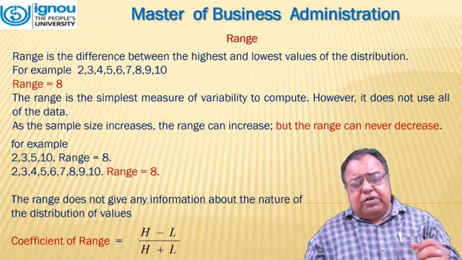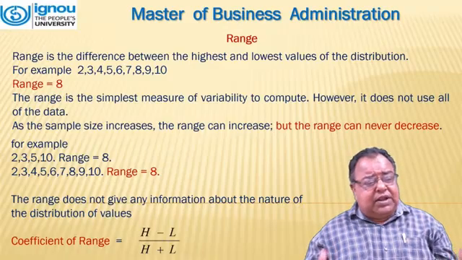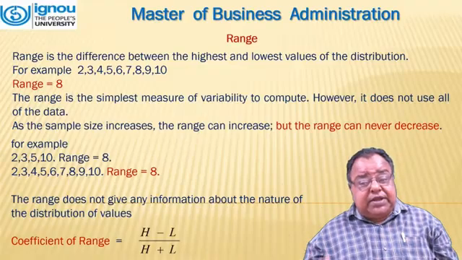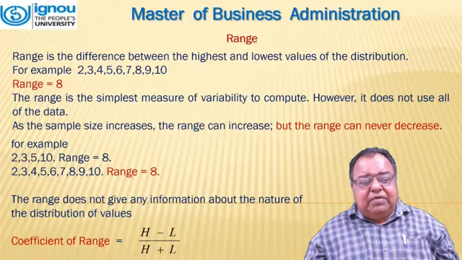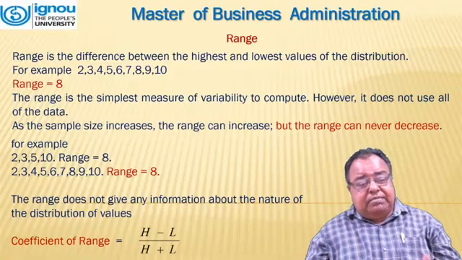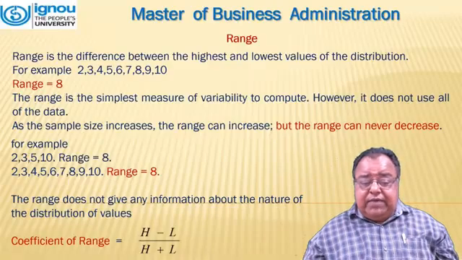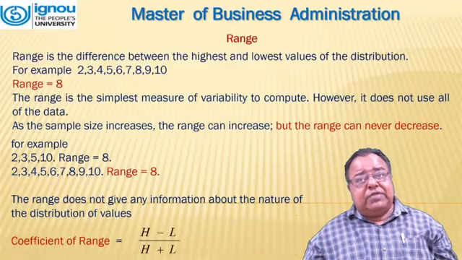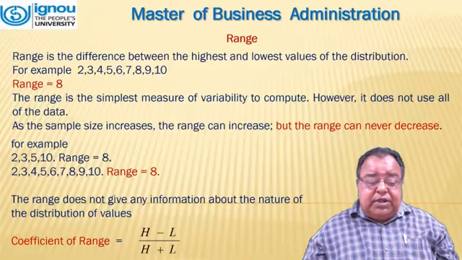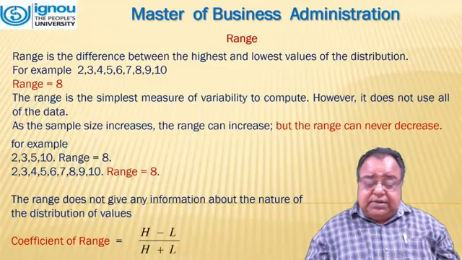The range is the simplest measure of variability to compute. However, it does not use all the numbers of the data. As the sample size increases, the range can increase, but the range can never decrease. For example, with numbers 2, 3, 5, 10, the range is 8, and even if more numbers are added between 2 and 10, the range is again 8. The range does not give any information about the nature of the distribution of the values; they can be in any form. What is the coefficient of range? It is the highest minus the lowest, divided by the highest plus the lowest.